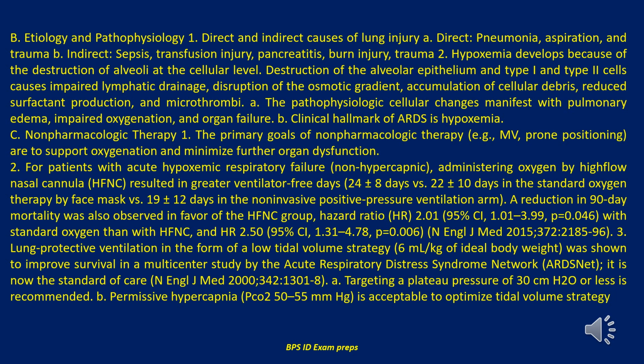1. Regarding direct and indirect causes of lung injury, A. Direct causes include pneumonia, aspiration, and trauma. B. Indirect causes include sepsis, transfusion injury, pancreatitis, burn injury, and trauma. 2. Hypoxemia develops because of the destruction of alveoli at the cellular level.